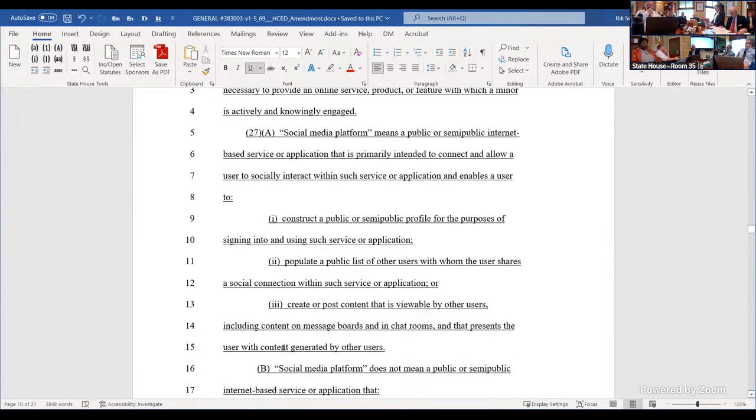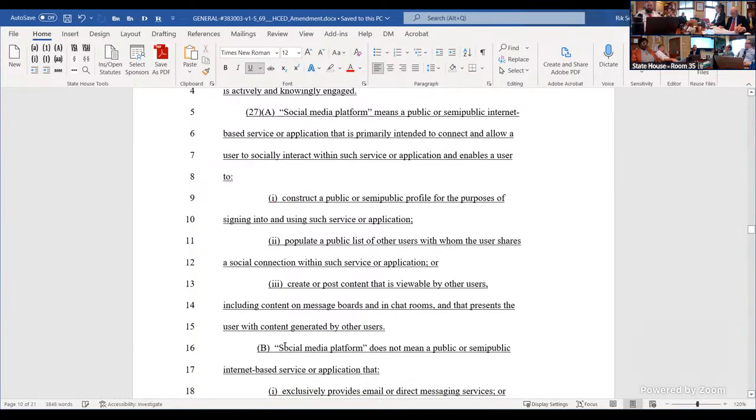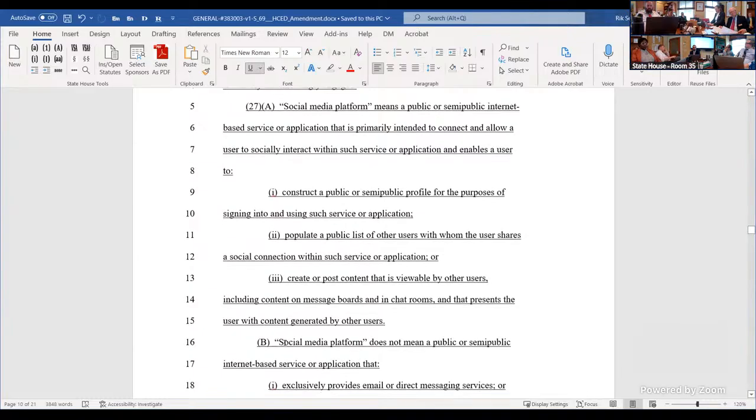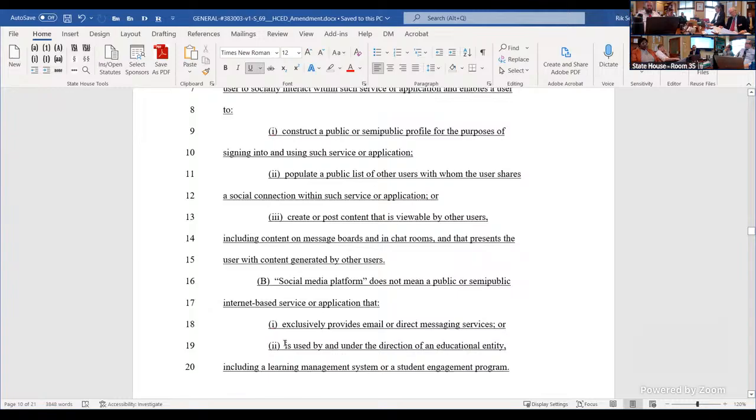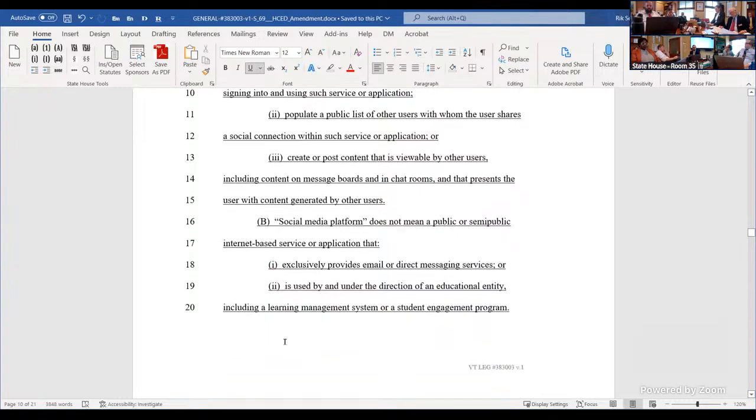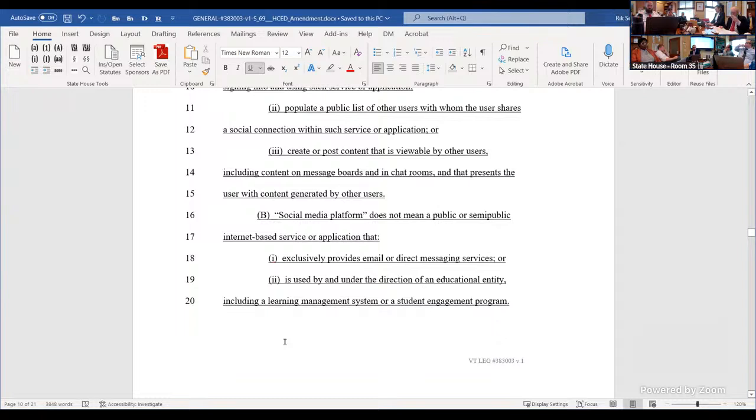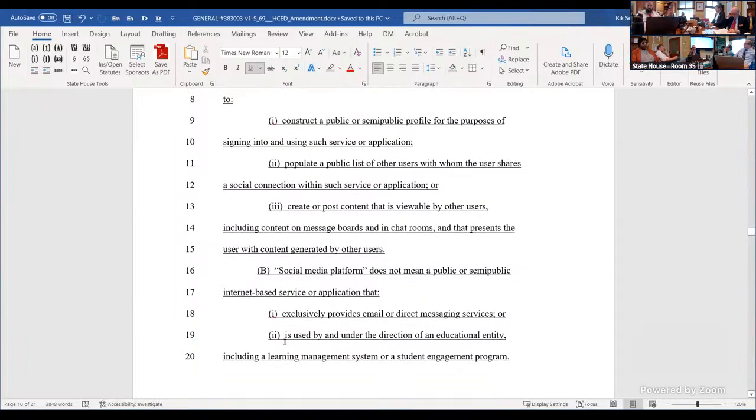Okay, social media platform is a public or semi-public internet-based service or application that is primarily intended to connect and allow a user to socially interact within such service or application, and enables a user to construct a public or semi-public profile for the purposes of signing into and using such service or application, populate a public list of other users with which a user shares a social connection, create or post content that is viewable by other users, including content on message boards and in chat rooms, and that presents the user with content generated by other users. So any one of those three would equate to a social media platform.